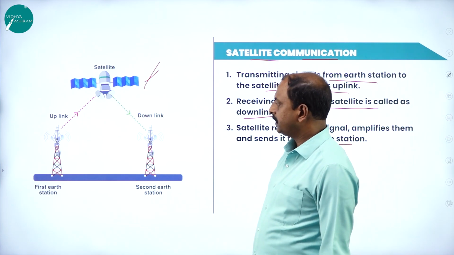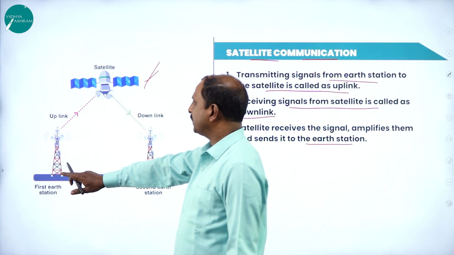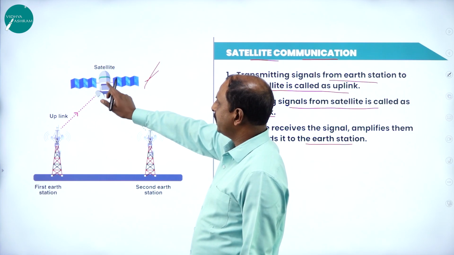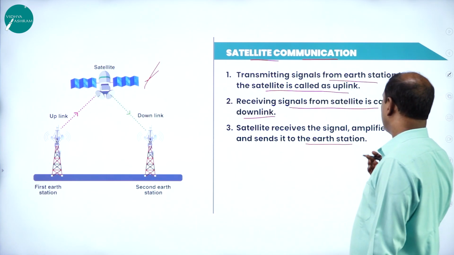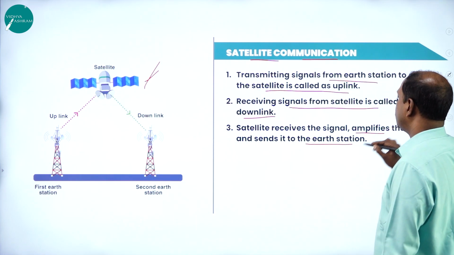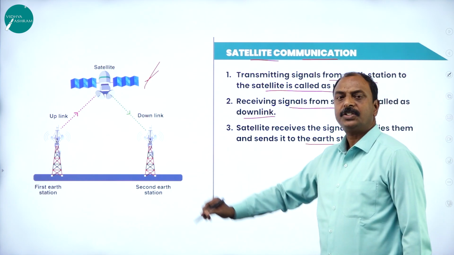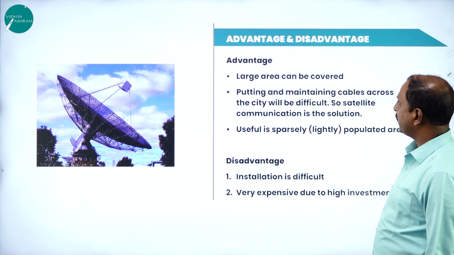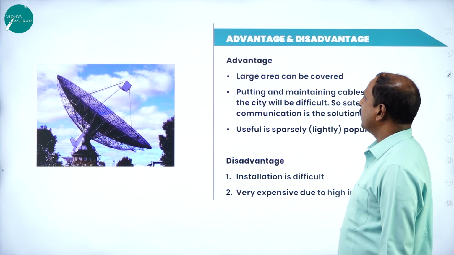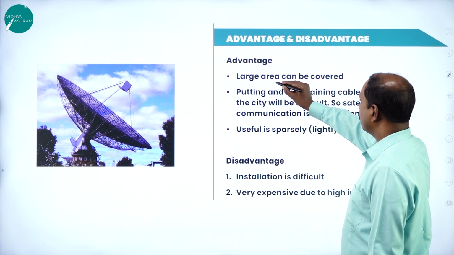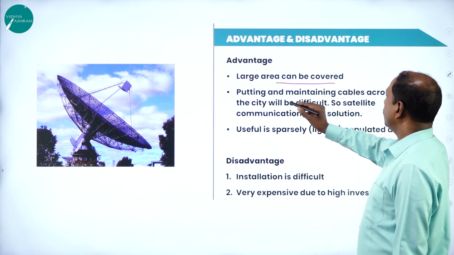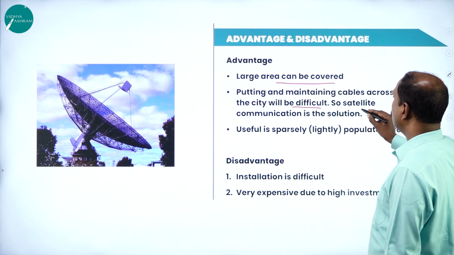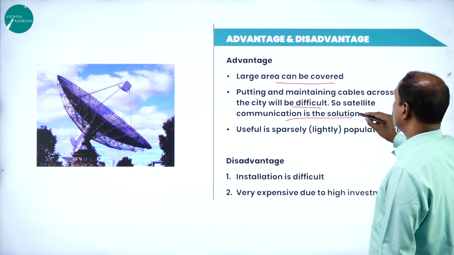Whenever the transmission takes place, the uplink sends the message to this particular satellite, and the satellite amplifies the signal, or nothing but strengthens the signal, and sends it to the earth station. So this is satellite communication. In the next slide, let us see advantages. A large area can be covered, and putting and maintaining cables across a city will be difficult. So satellite communication is the solution.